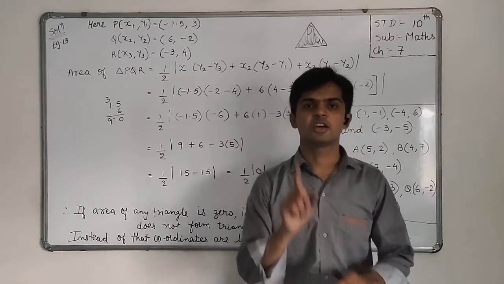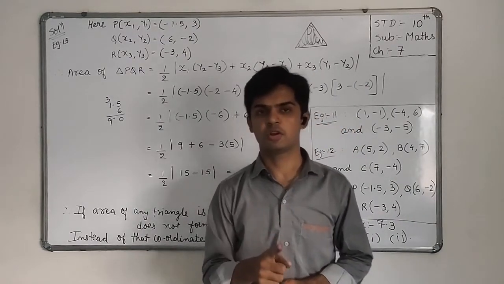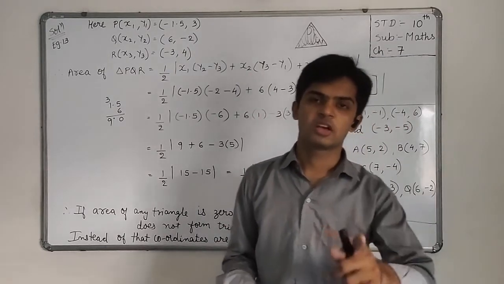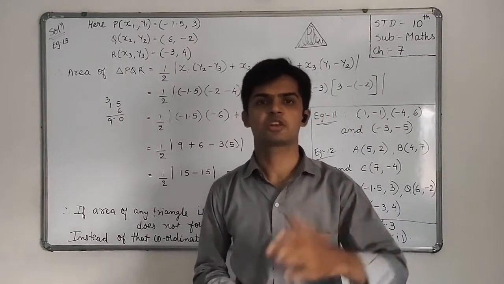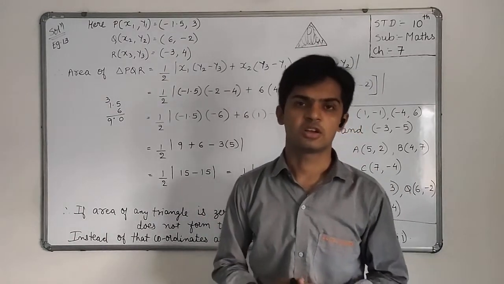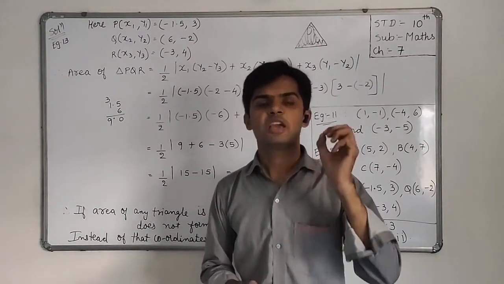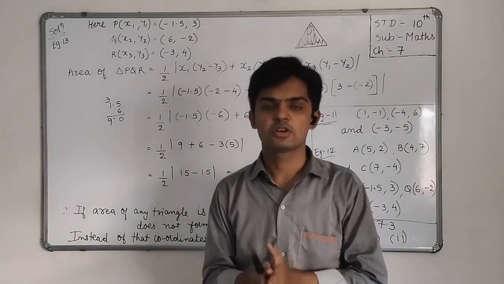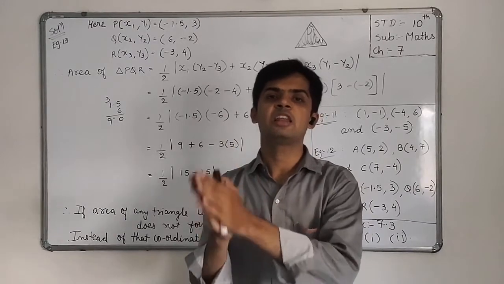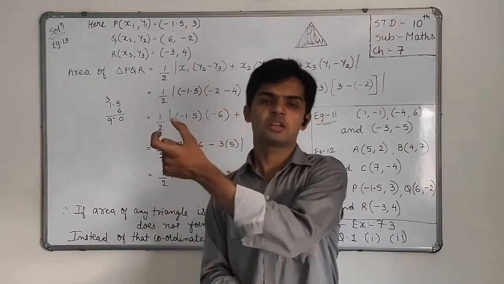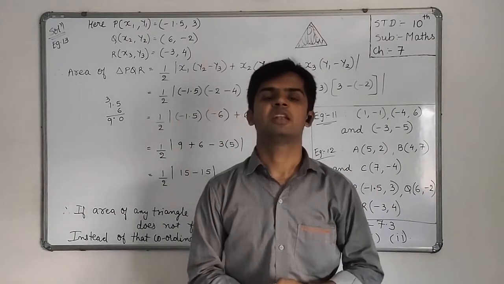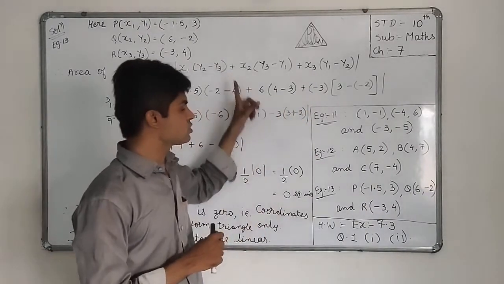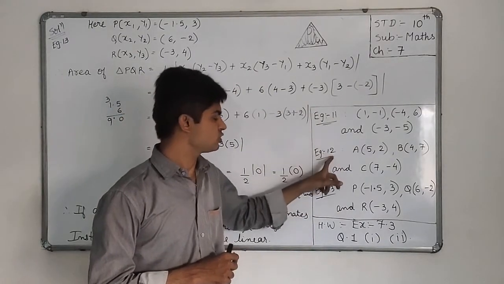It means, remember this condition very carefully, because based on this condition, the next example is there for you. Example 14, which we are going to do in the next lecture. But remember this condition, that whenever the area of triangle is 0, it means coordinates are linear. Linear means all the 3 points lie in a straight line, right? Understood?